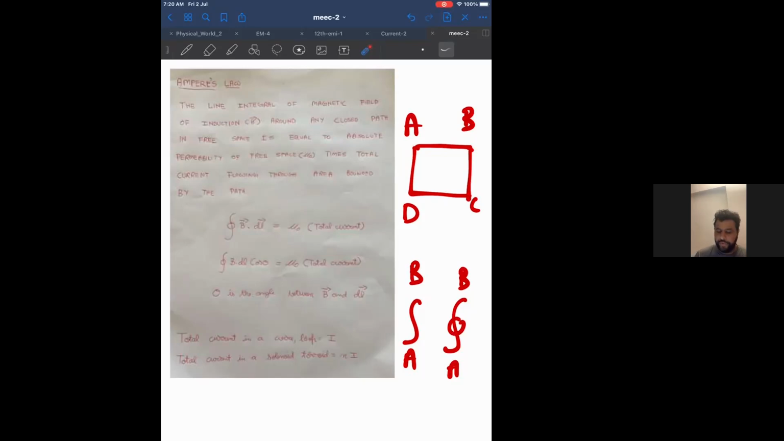Okay, so the difference between integration and closed integration is that integration is only done between the 2 points mentioned in the integration. But closed integration, you have to integrate till you reach back to the starting point. Okay, so let me give you one more example.